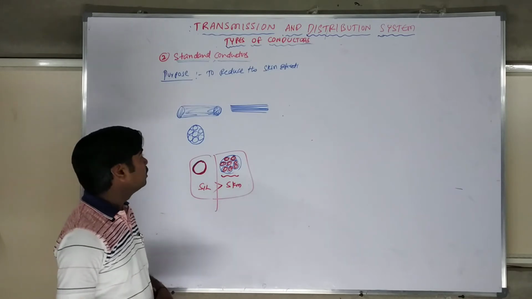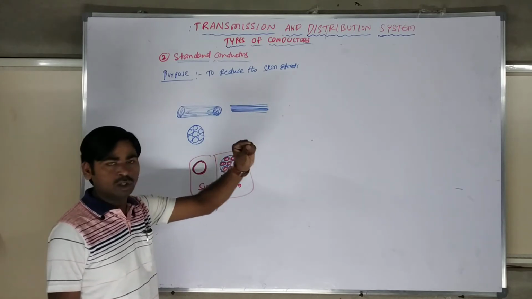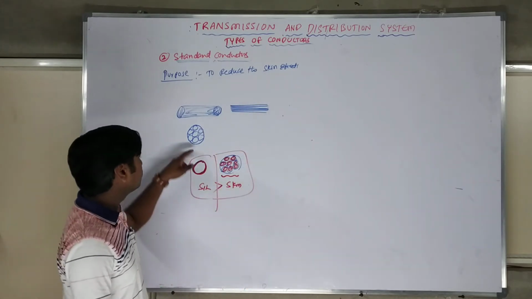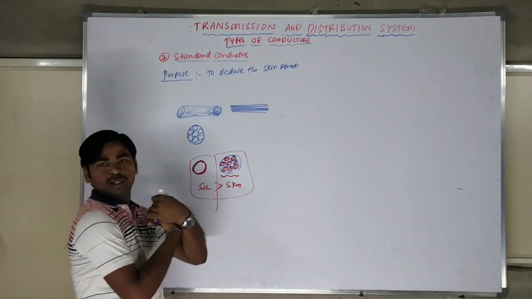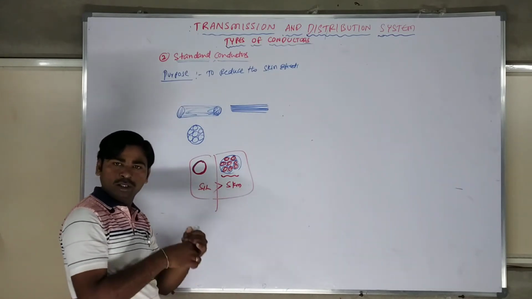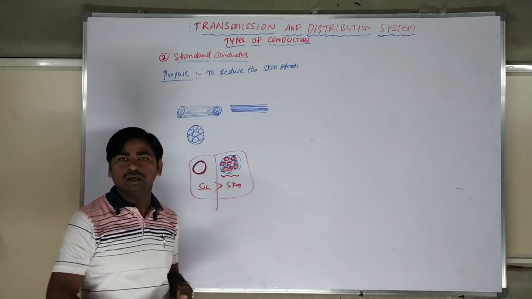I hope I made it clear. Take a solid conductor, make it into strands, small pieces, small portions, make a bunch like this, then twist together to increase the current carrying capability or the tensile strength. Such a type of conductor is called a stranded conductor.